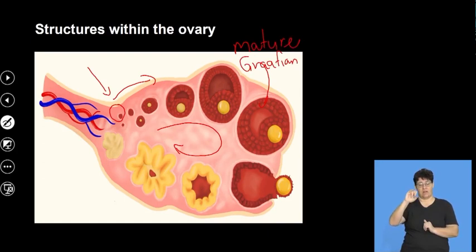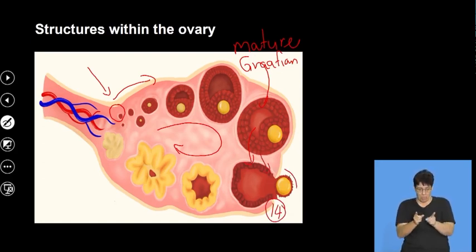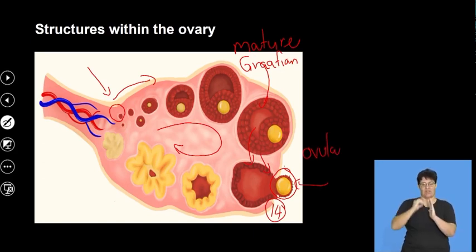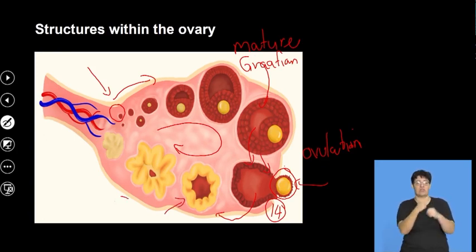We also know that the graafian follicle around day 14 ruptures and releases an ovum. This process is referred to as ovulation. We also know that after ovulation, that graafian follicle now forms a structure called the corpus luteum.